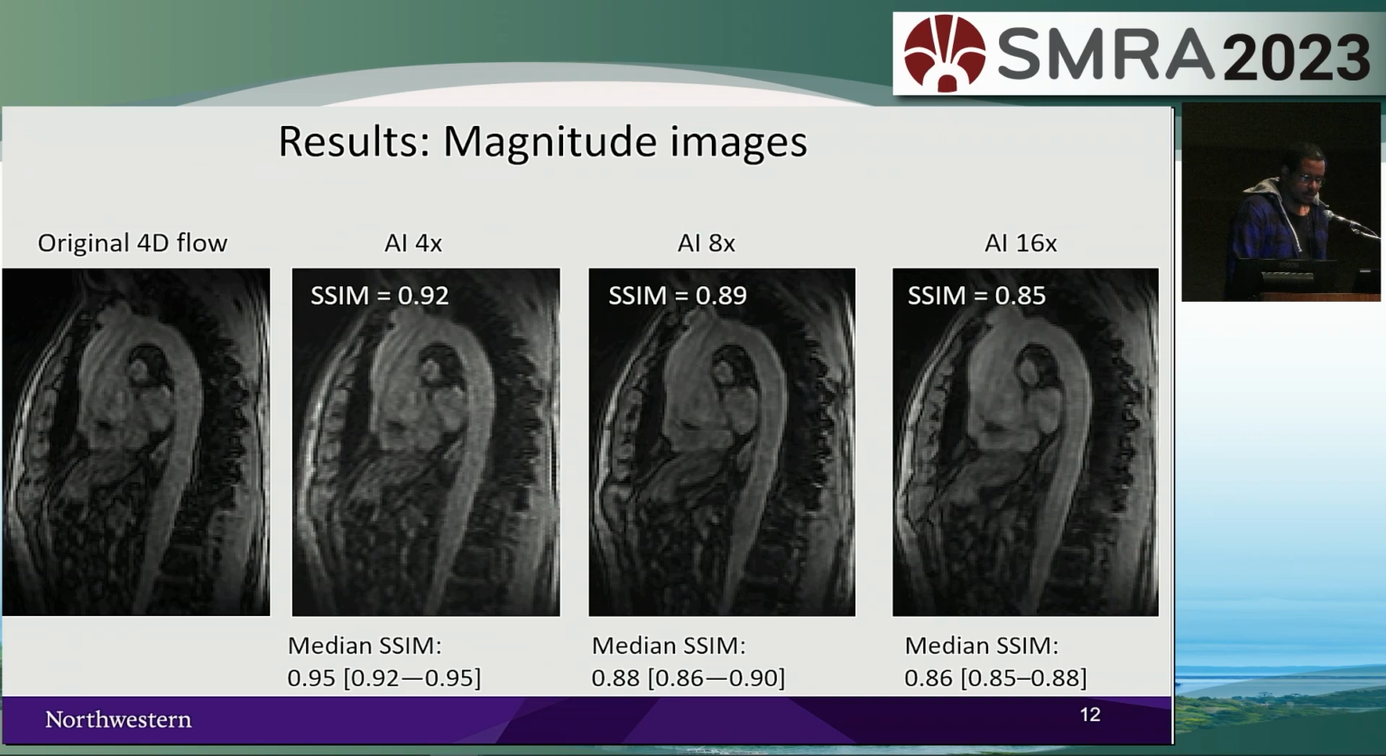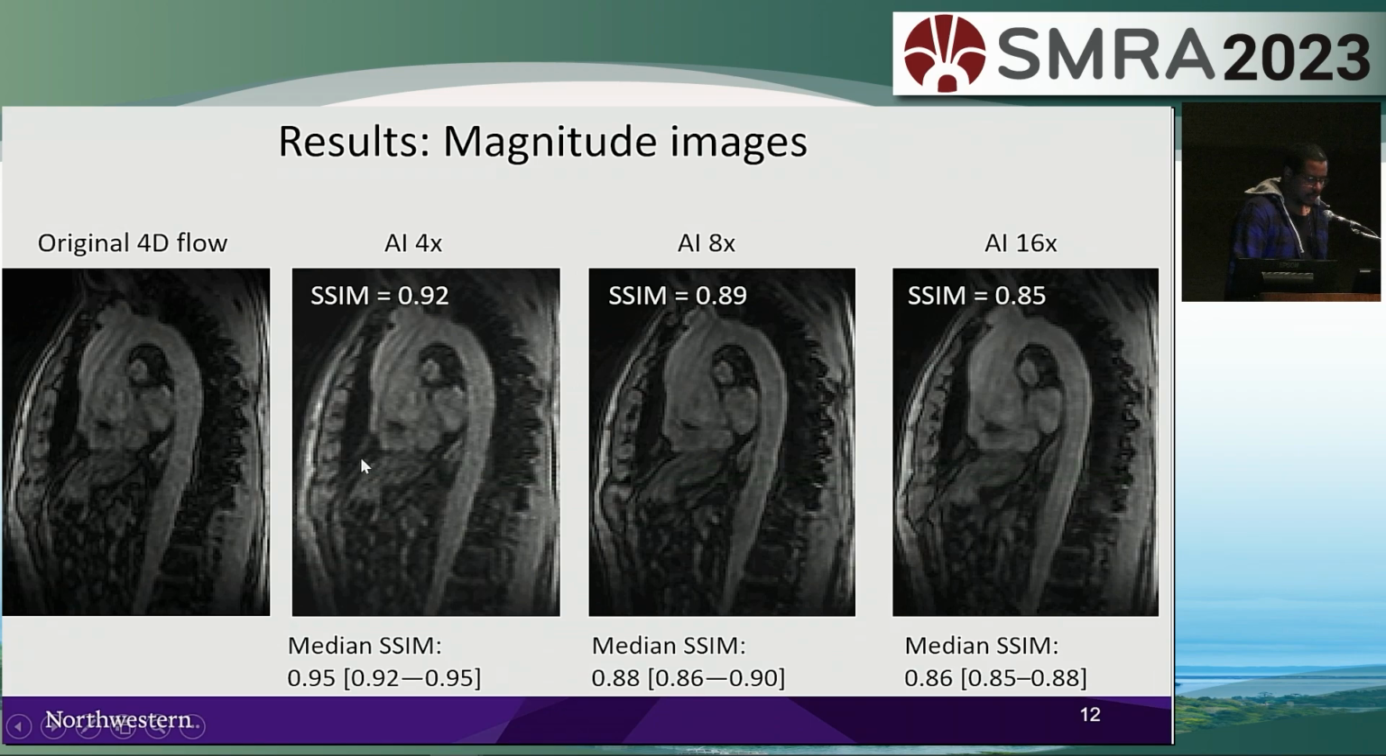For our results, the median SSIM index of the magnitude images for the AI upsample data provided, in which we saw the median SSIM for the 4 times upsample data sets to be 0.95, the 8 times being 0.88, and the 16 times being 0.86.